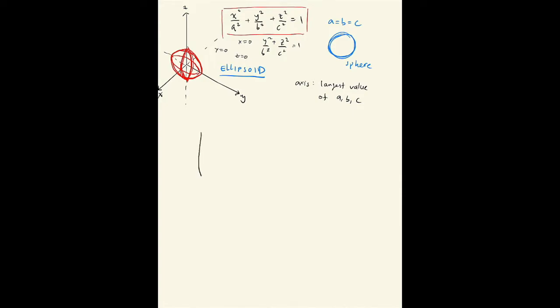Okay, the second one. Oh, what is this? Okay, the form is kind of similar but different. So the form will be x squared over a squared, but it is equal to z squared. Okay.